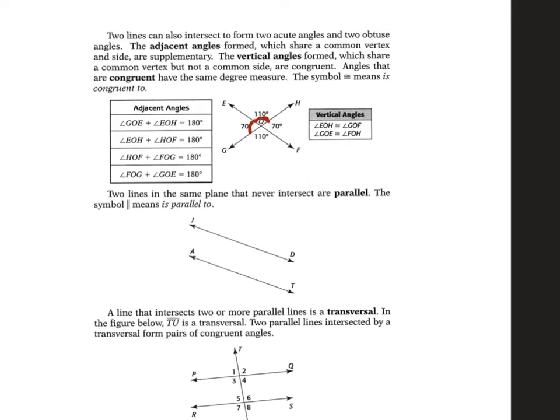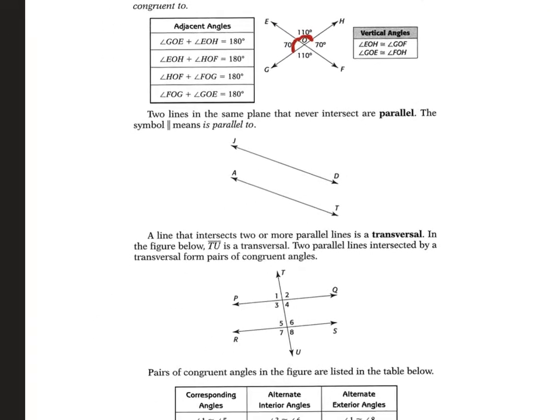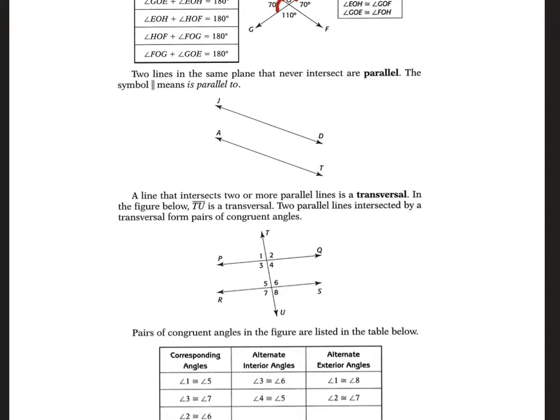Two lines in the same plane that never intersect are parallel. The symbol of those two lines next to each other means is parallel to. So in these, JD is parallel to AT. A line that intersects two or more parallel lines is called a transversal. In the figure below, the line TU is a transversal. Two parallel lines intersected by a transversal form pairs of congruent angles. Pairs of congruent angles in the figure are listed in the table below.